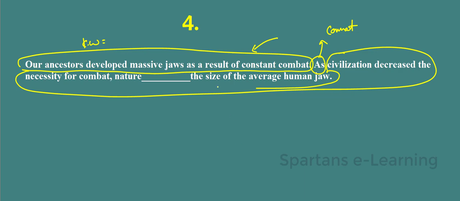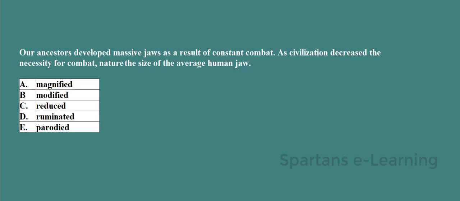That's it. So here you got a relation in the first keyword, that is if one increases the other will also increase, if one decreases the other will also decrease. Here the necessity for combat decreased, so obviously the size of the jaws must also decrease. So here we should have something related to decrease. Let us look at our options. Magnified is exactly opposite to our answer. We are actually looking for decrease, right? Modified is irrelevant again.